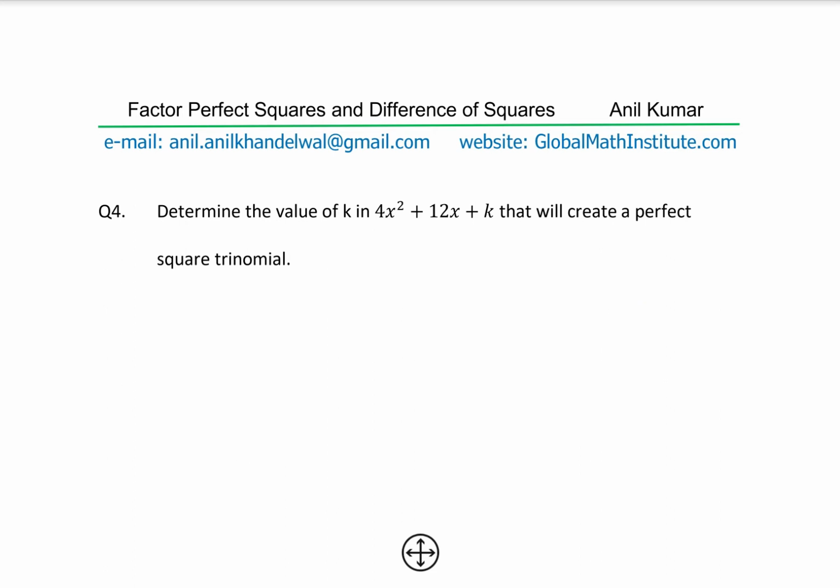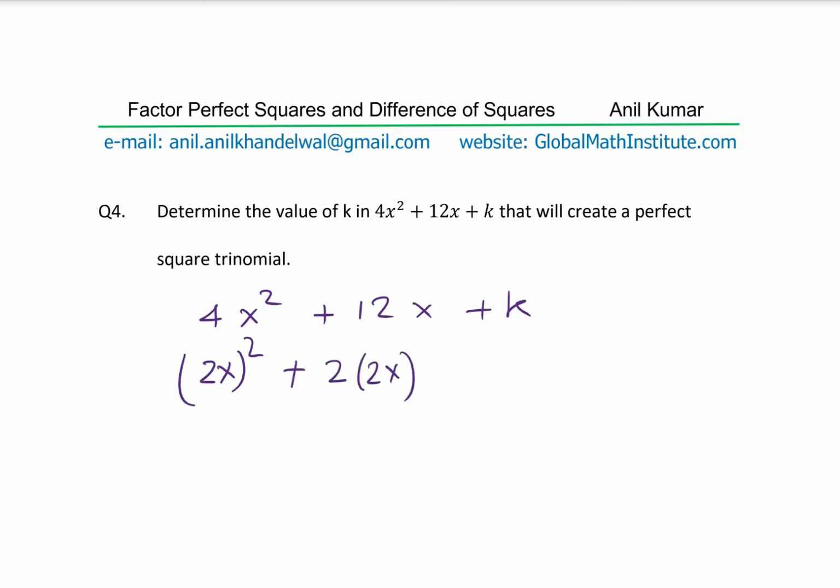Let's take the next question, which is question number 4. Determine the value of k in 4x² + 12x + k that will create a perfect square trinomial. So let's rewrite this: 4x² + 12x + k. We want a perfect square trinomial. That means something like this: (2x)² + 2 times 2x times this term, which will be √k, and this should be (√k)². We need a perfect square. Do you get the idea? So that is kind of important to understand. That is what we are looking for.